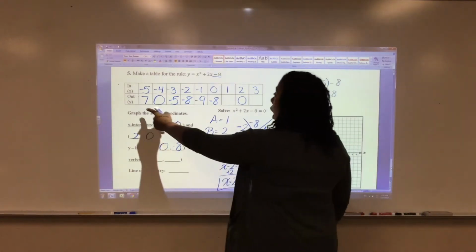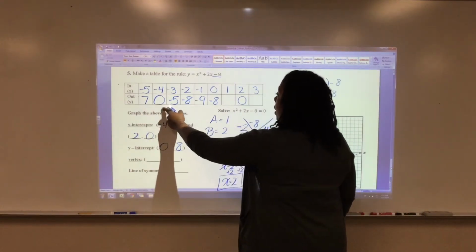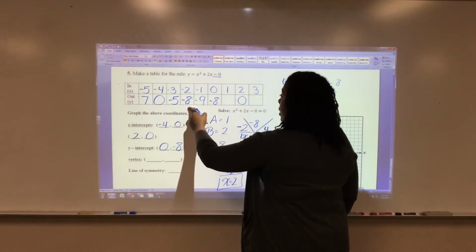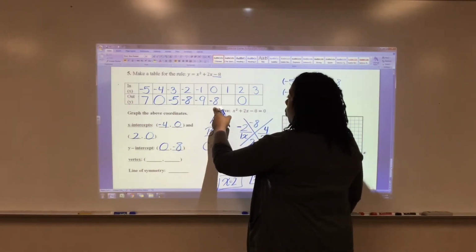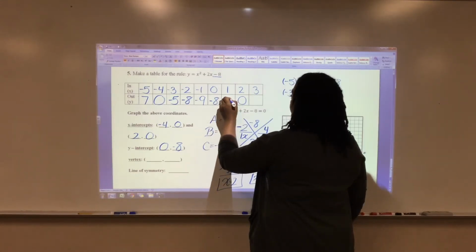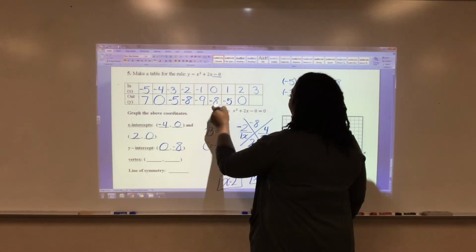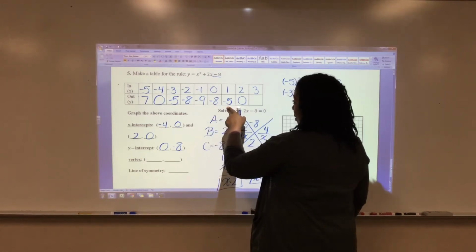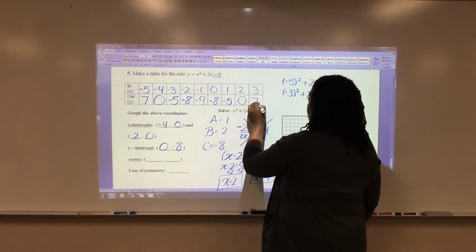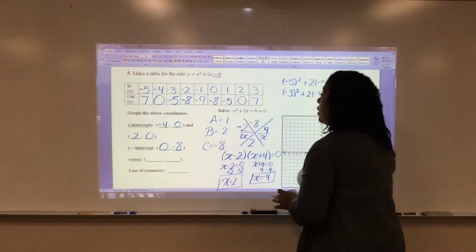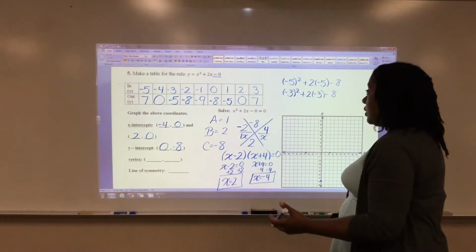So notice our output goes 7, 0, -5, -8, -9, and then it goes back to -8. Once we see the pattern, we know what comes next. After -9 will come -8. After -8 will come -5. After -5 was 0, and after 0 will be the number 7. We now have enough points where we should be able to plot and clearly see our problem.